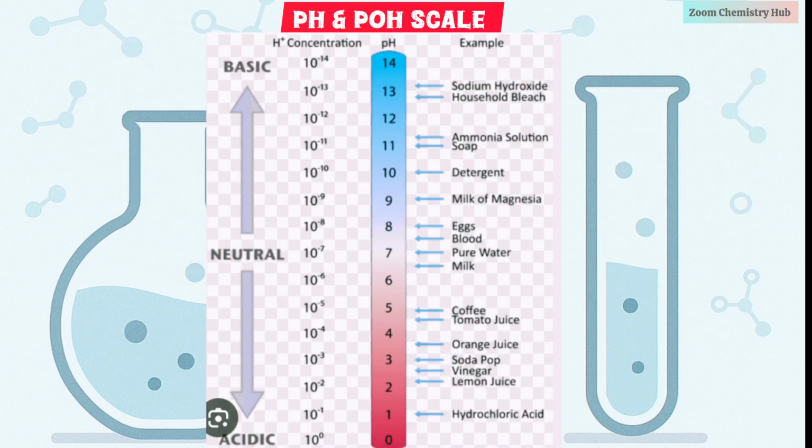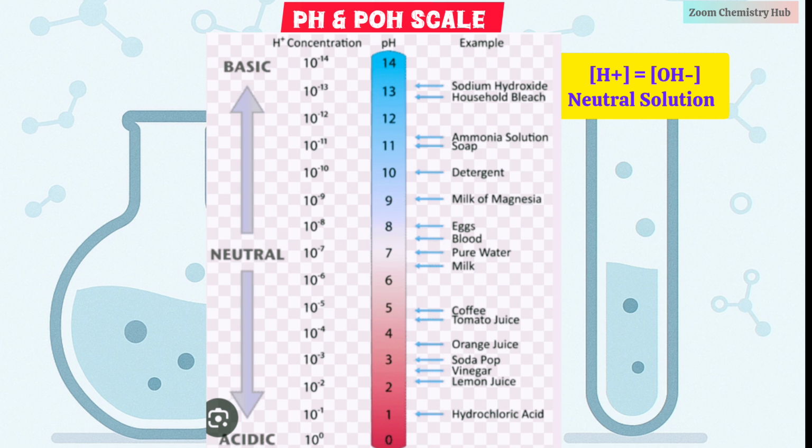Now if we look at the pH scale, it ranges from 0 to 14. A solution having pH 7 and pOH also 7 is a neutral solution. A neutral solution is one in which the concentrations of hydrogen ion and hydroxide ion are equal.